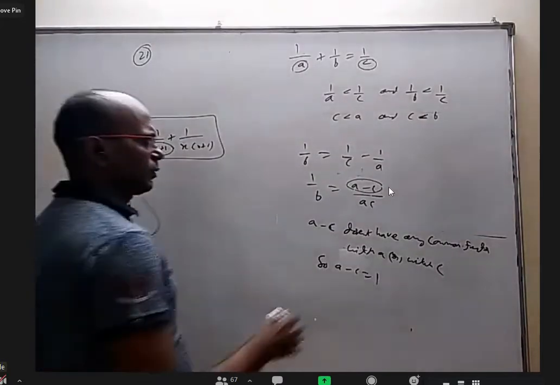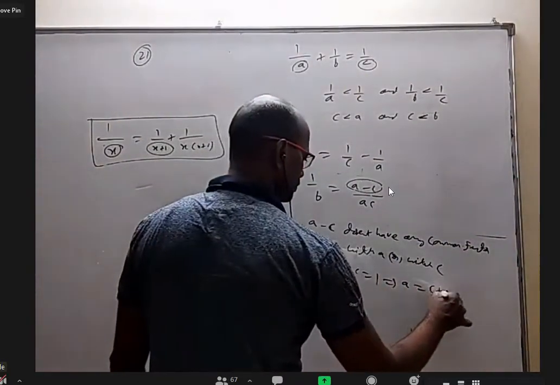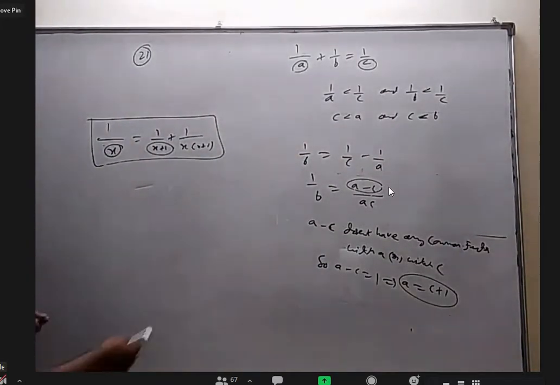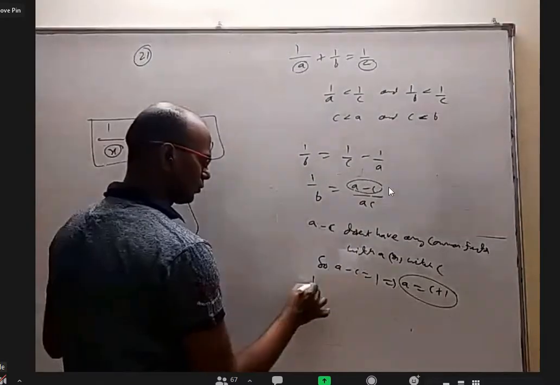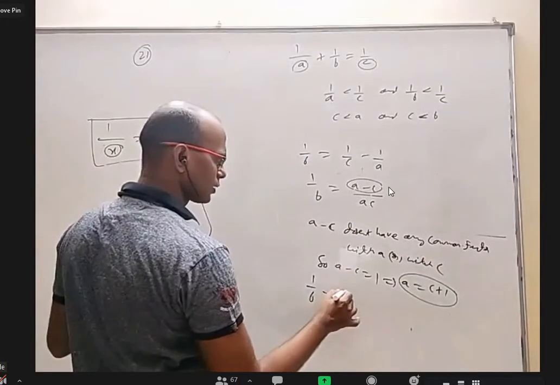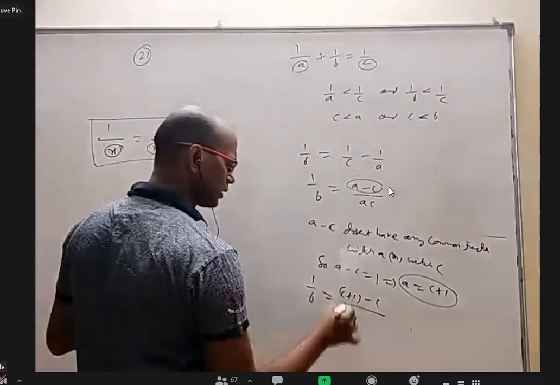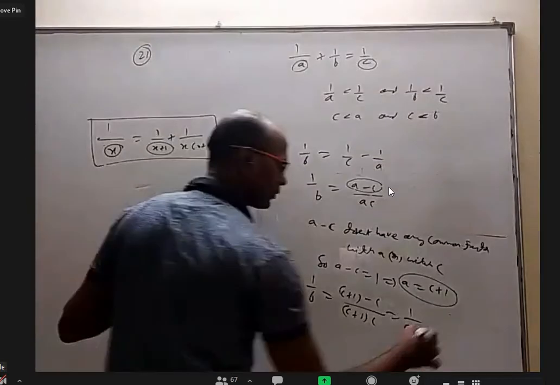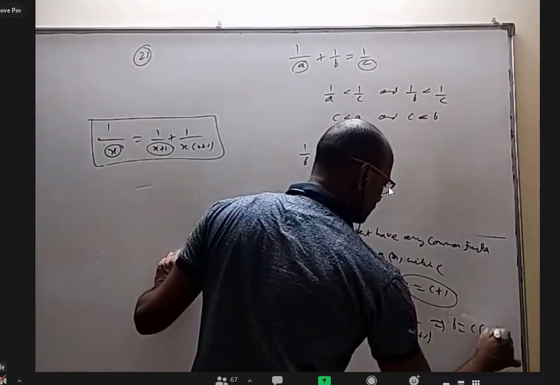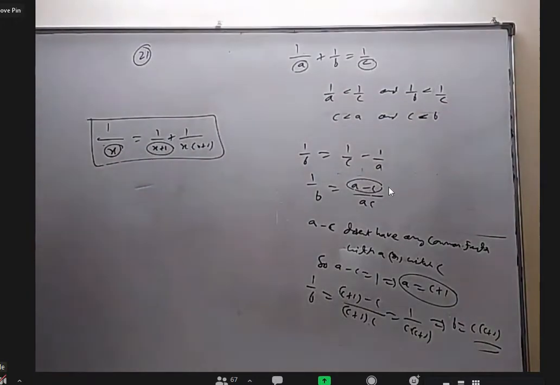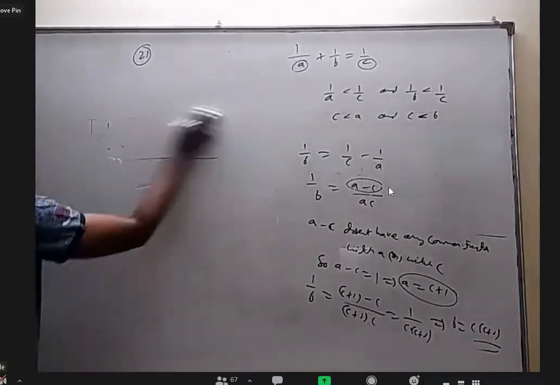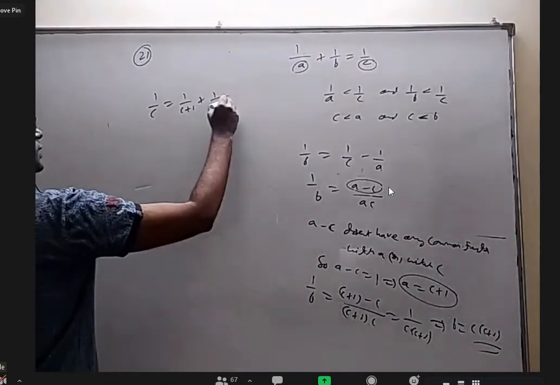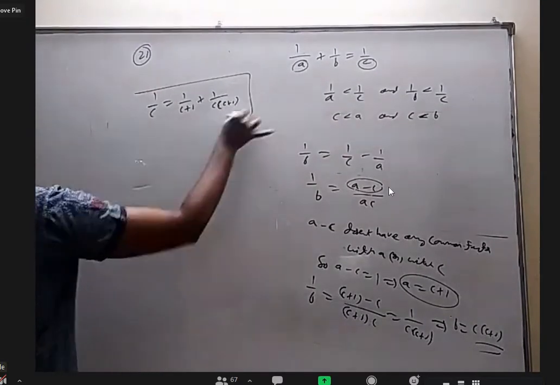Thus it is done. If A minus C is 1, A must be C plus 1. Once you got A as C plus 1, I think the whole story is over now. You can find B from here. 1 by B equal to, what is A? C plus 1. This is C. A is C plus 1 and this is C, which is 1 by C into C plus 1. So we proved B is equal to C into C plus 1. So they must be in this form only. That's what we got in total. So finally the result is 1 by C is equal to 1 by C plus 1 plus 1 by C into C plus 1.